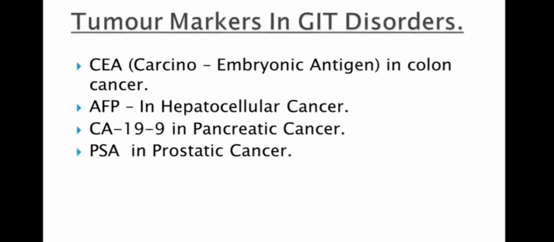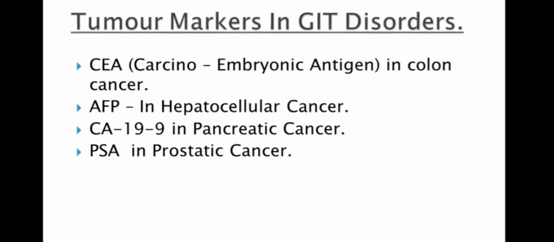The first tumor marker is CEA, carcinoembryonic antigen, that is specific to colon cancer. So we can write CEA as the cancer marker that can be utilized for the diagnosis of colon cancer. Colorectal cancer is very common in our country now, so we can utilize the CEA marker for the diagnosis of cancer. And then AFP.